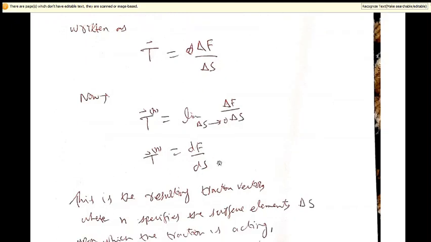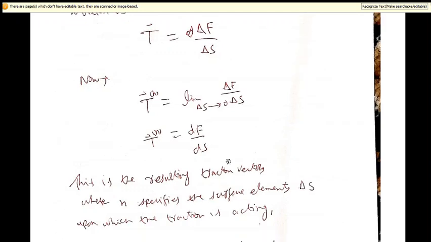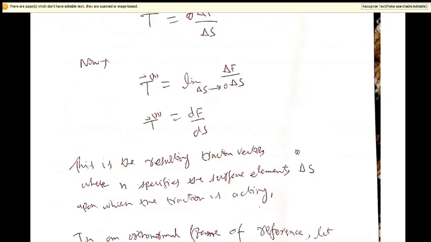Now what is this n? This n denotes the unit normal of that imaginary surface, with the help of which you can specify that surface element. This is called the traction vector. Traction is basically a force. The meaning of traction is adhesion. And what is delta S? Delta S is the surface on which this traction is acting, whose normal is n.